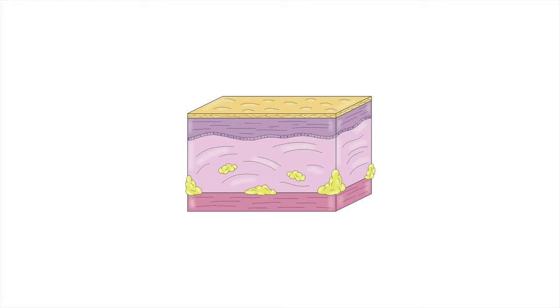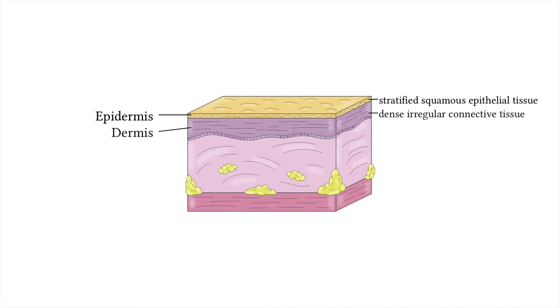It's made up of the top layer or epidermis, which is stratified squamous epithelial tissue. The layer below that is the dermis, made from dense irregular connective tissue. And below that is a layer of another type of connective tissue, loose connective tissue. There are actually 3 categories of membranes in the body.